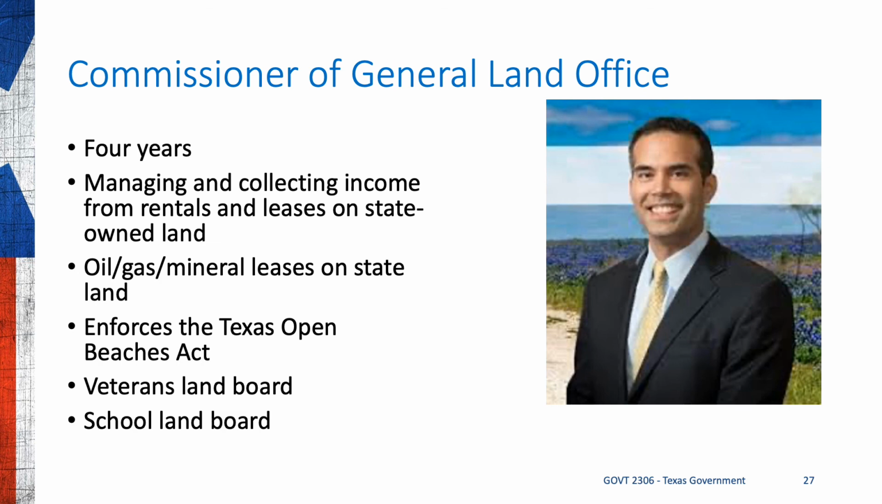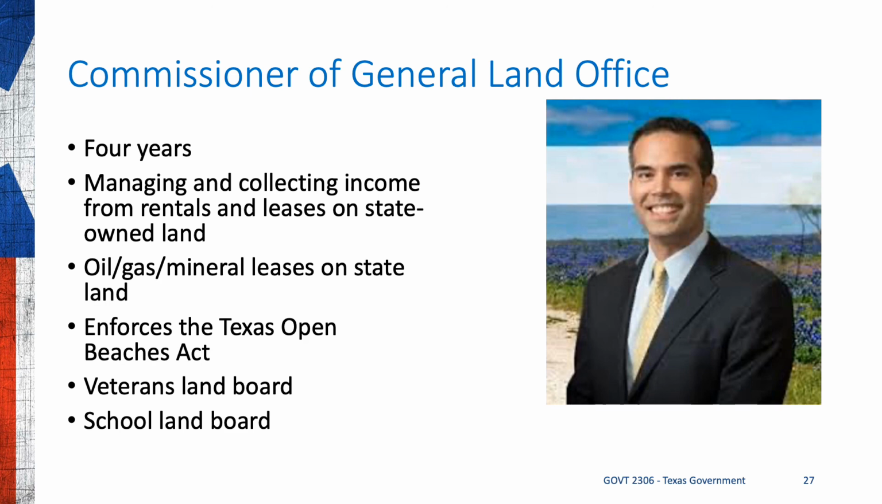Okay, the Commissioner of the General Land Office is George P. Bush. He is from the Jeb Bush part of the family. He will serve for 4 years, and his job is to manage and collect income from rentals and leases on state-owned land. And so, if there's public property that has mineral income or mineral leases, then he manages that and has to manage it well and make sure it goes to the right places.